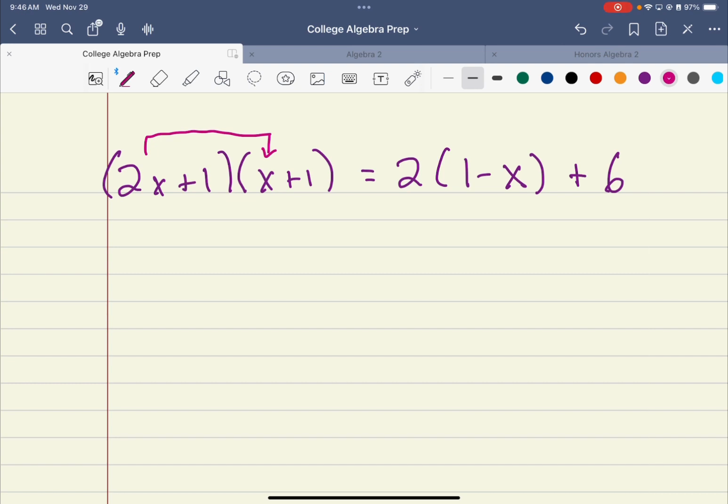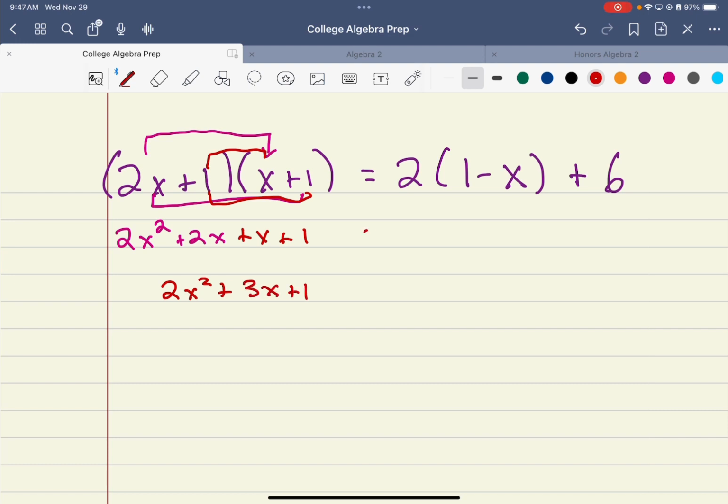So 2x times x is 2x squared. So that's the first. 2x times 1 is 2x. So that's outside. Inside, 1 times x is x. And last, 1 times 1 is 1. So I'm just going to combine the like terms. So that's 2x squared plus 3x plus 1. That's what the left-hand side looks like.